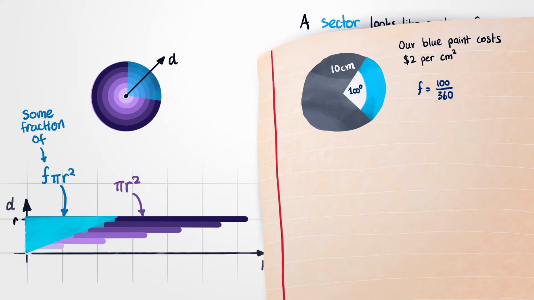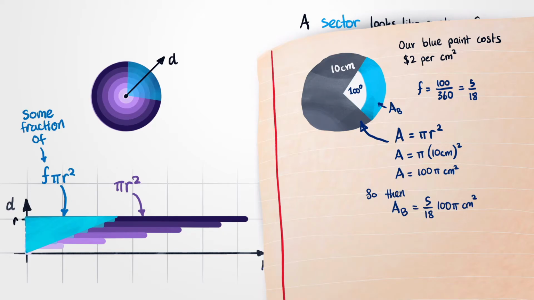100 over 360 is just the same thing as 5/18. Now the total area of this whole circle is just given by pi r squared. And we know that the radius is just 10 centimeters. And this just ends up being 100 pi centimeters squared. But we only want the area of this blue part over here. And we know this blue part is just 5/18 of the total area.